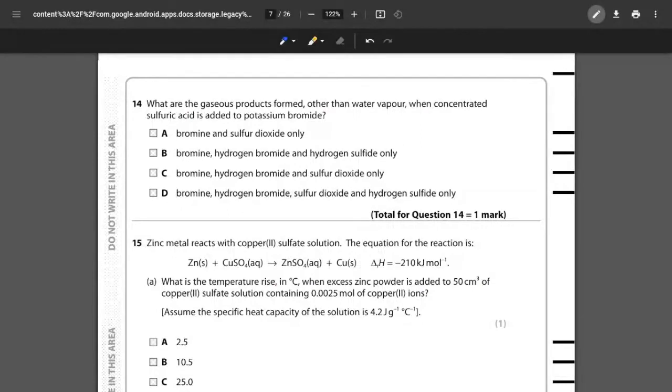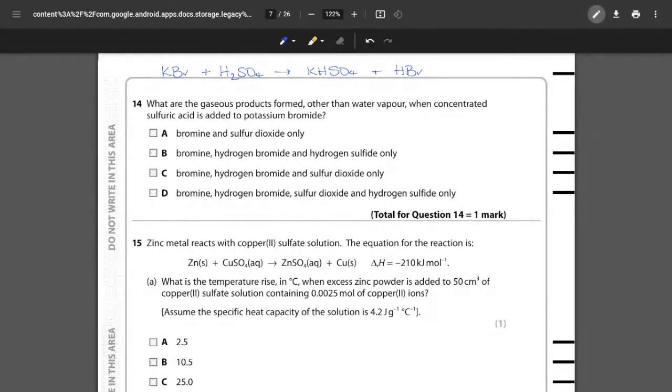Question 14 is looking at the reactions of the halides with your sulfuric acid and what gaseous products are formed other than water vapour. And this is when we add the concentrated sulfuric acid to potassium bromide. So we have to think about what we're actually getting here. So we have the KBr plus H2SO4, and that's going to give us our KHSO4 plus our HBr.